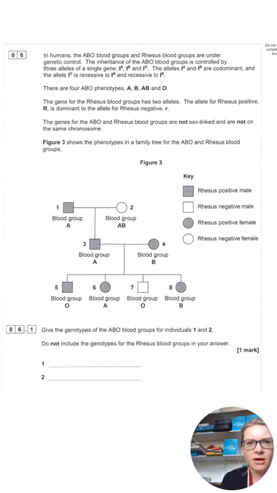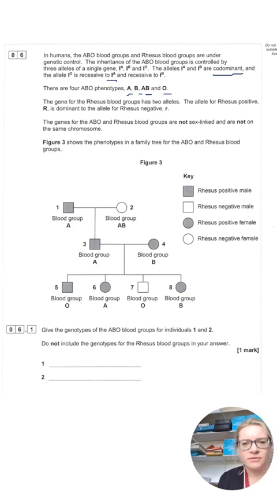In humans, the ABO blood group and the rhesus factor blood group are under genetic control. The inheritance of ABO is controlled by one gene, of which there are three alleles, A, B, and O. The alleles A and B are codominant, so they're equally expressed in the phenotype, and the allele O is recessive to A. So that's only expressed if it's homozygous.